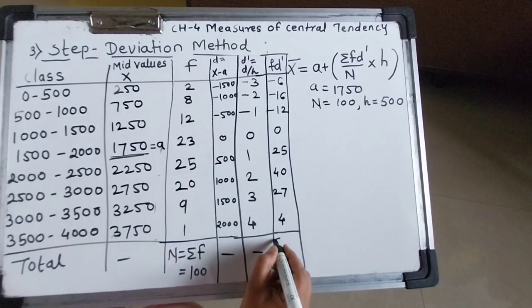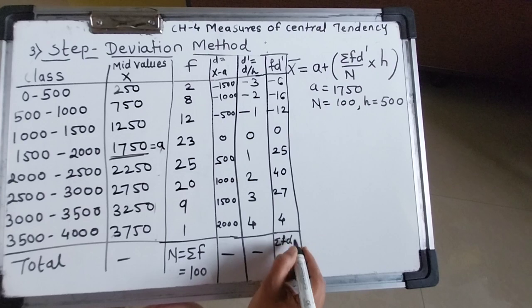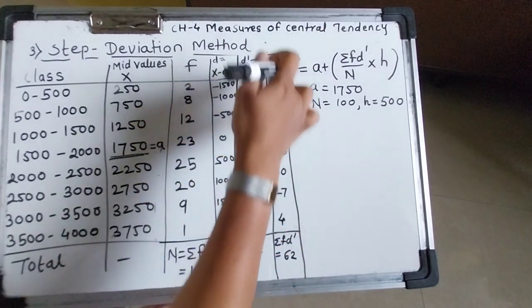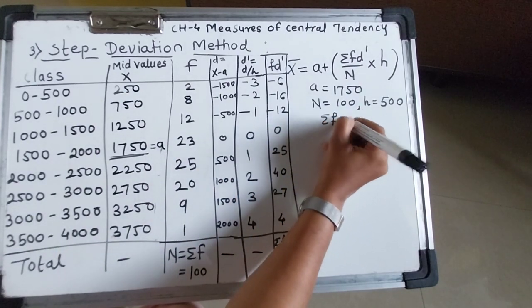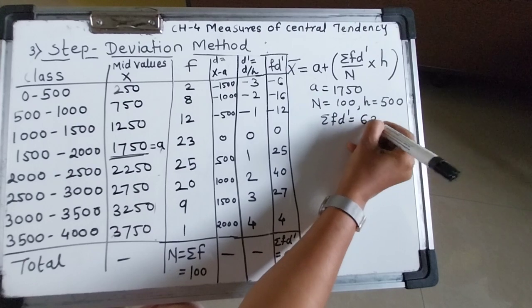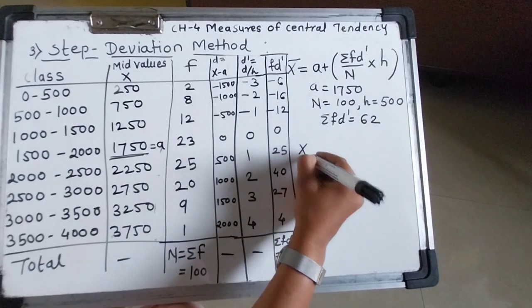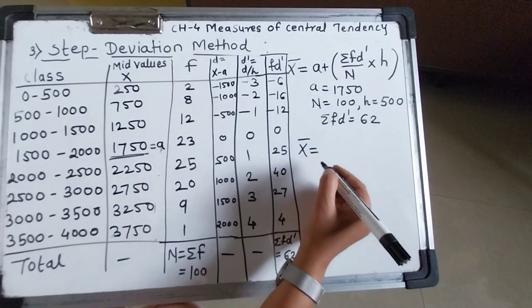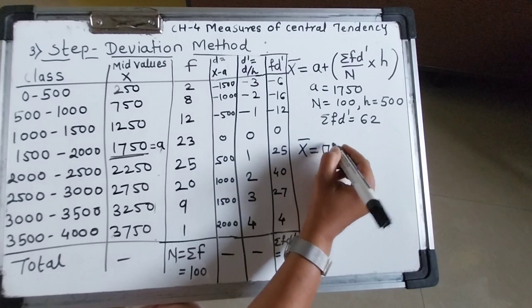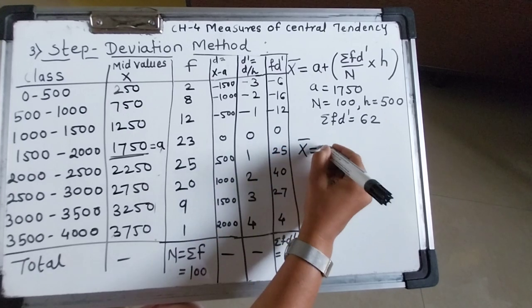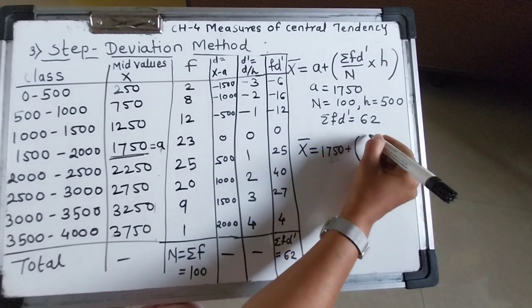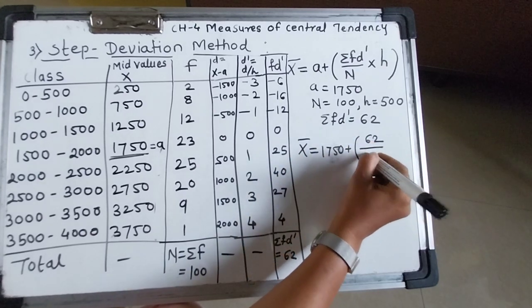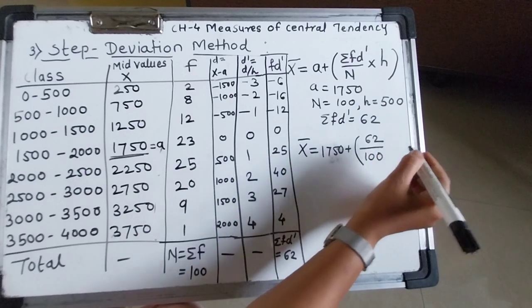We required the total of FD dash. So it is 62, the addition of this column. Now, summation FD dash is 62. Put all values in the formula. X bar is equal to 1750 plus, in the bracket, 62 upon 100, into 500.